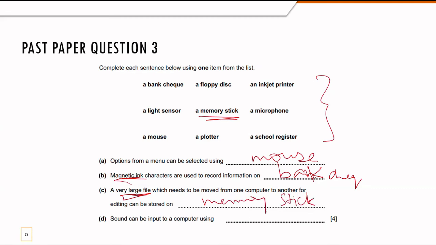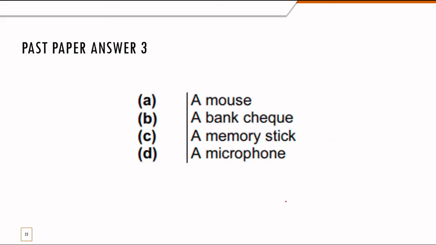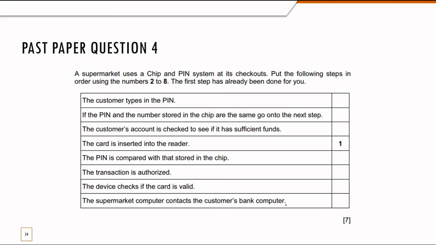Then the next question is asking, sound can be input using what? Sound can be input using a microphone. A mic inputs sound. Let's check our answers. We are right. The next question is saying that there is a chip and pin system used at checkouts, and we have to put the following steps in order of number 2 to 8. So, the steps that are used in a chip and pin system are given here. Number 1 is marked for us. We have to put the rest of the numbers 2 to 8.